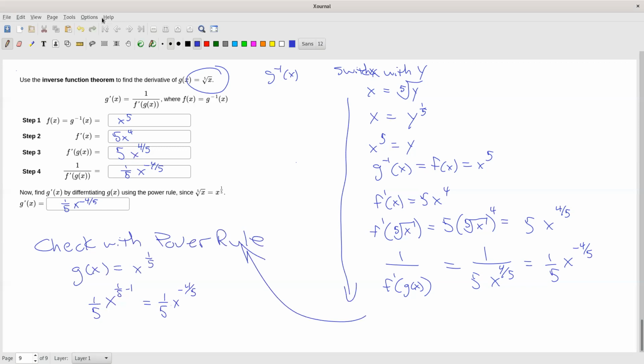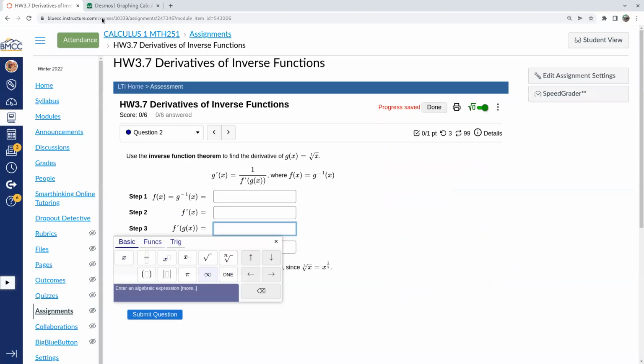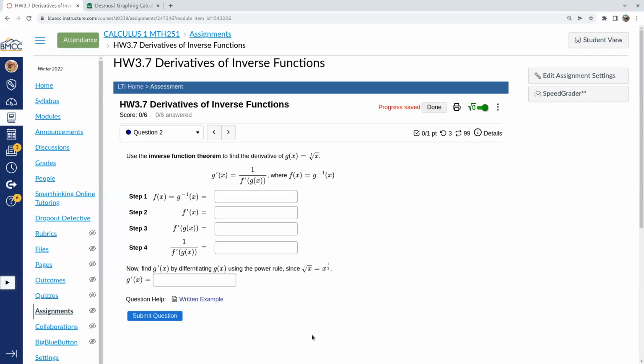Calculus stuff. All right, so type your answers in there carefully. Let's see what's next.